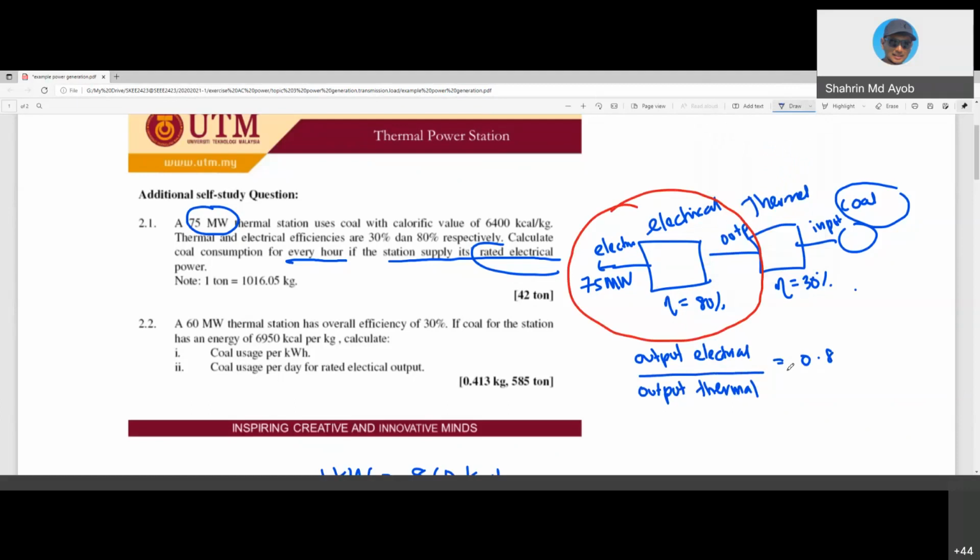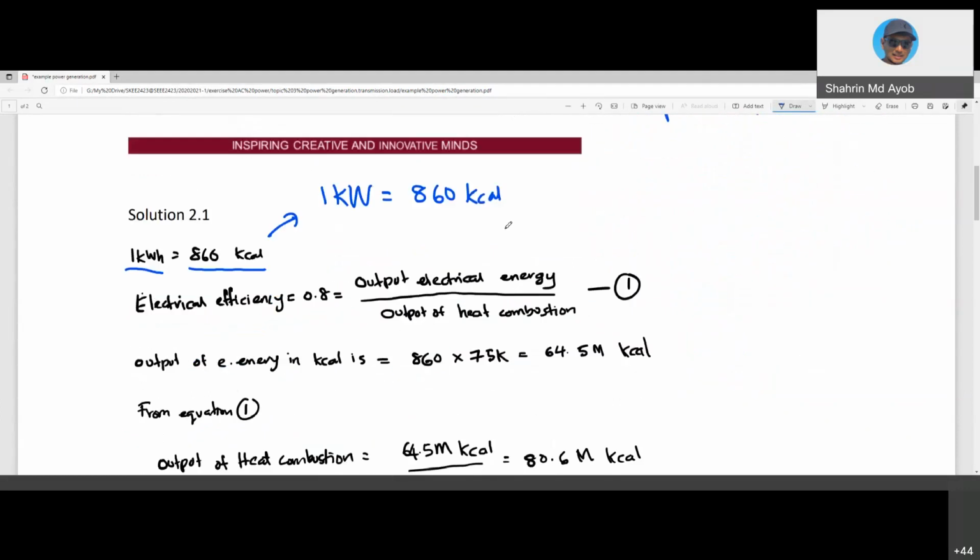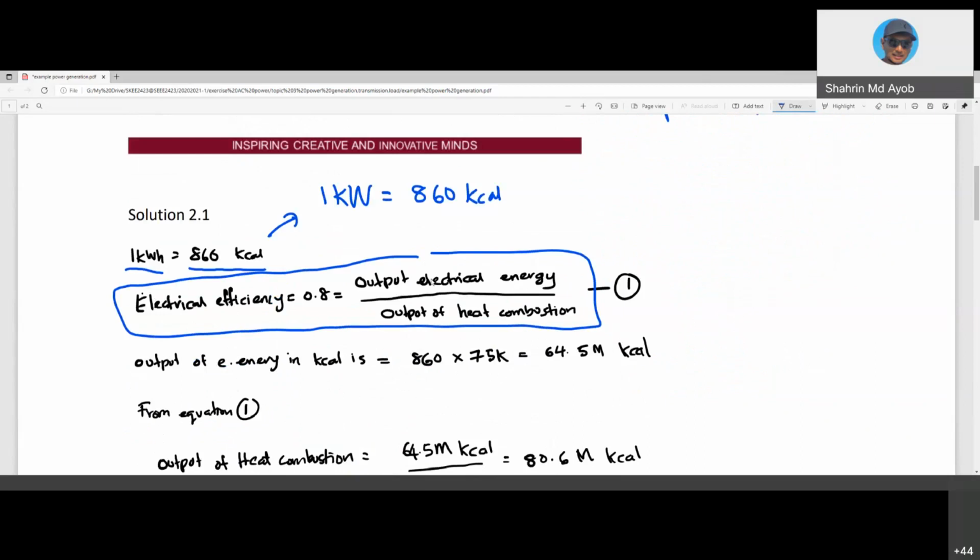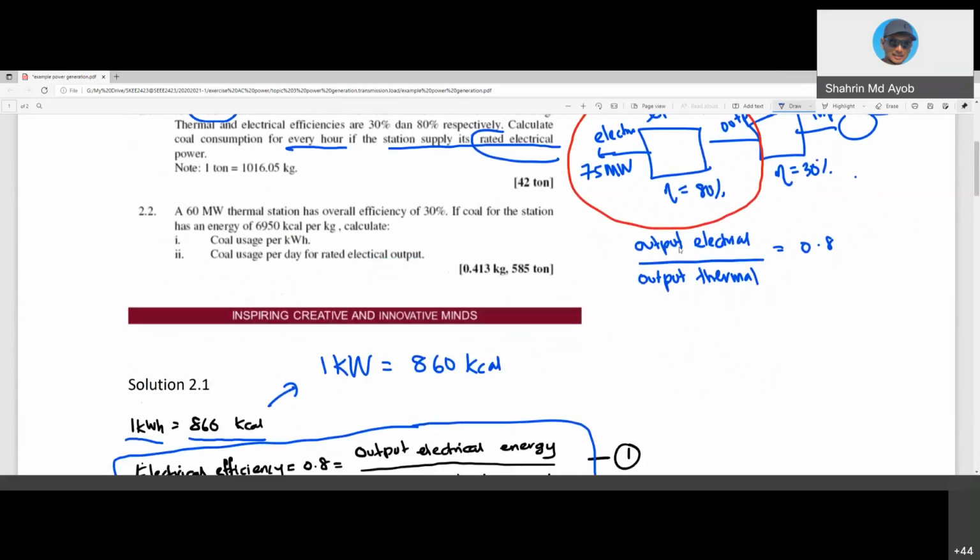So it's equal to 0.8. So you can see we use this equation. Okay. So right now the power is actually 75 megawatt, which is electrical power. So right now we want to have its values in calorie. So what is the equivalent of the calorie here?